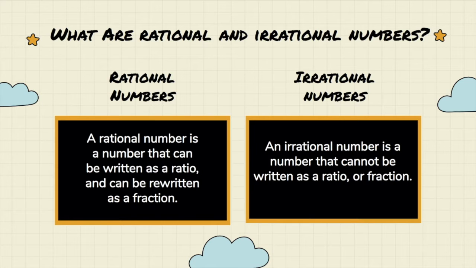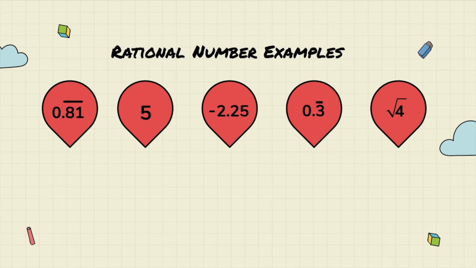So now let's visualize what rational numbers and irrational numbers look like. First, we have some examples of rational numbers, and we have 0.81 repeating. We can rewrite this as 0.818181, so on and so forth, and this can be turned into the fraction 9/11ths. So since it is a fraction, it is considered a rational number. Then we have the number 5, which we can rewrite as 5/1, and since it can be rewritten as a fraction, this number is also rational.